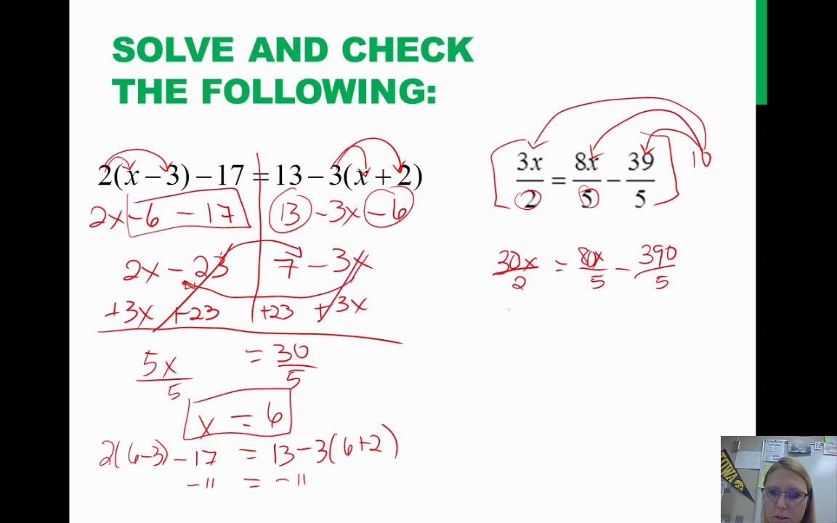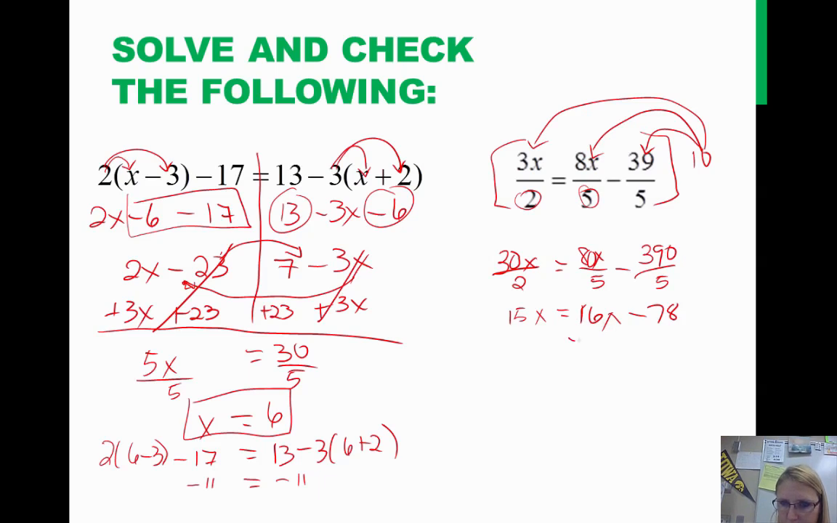So 30 divided by 2 is 15x. 80 divided by 5 is 16x. So this is 16x. And if we take 390, okay, so this is 78. Now notice that we have x's on both sides.